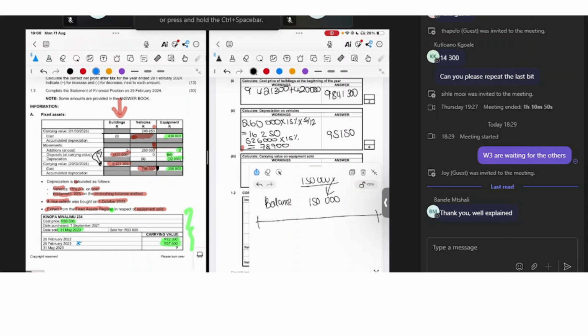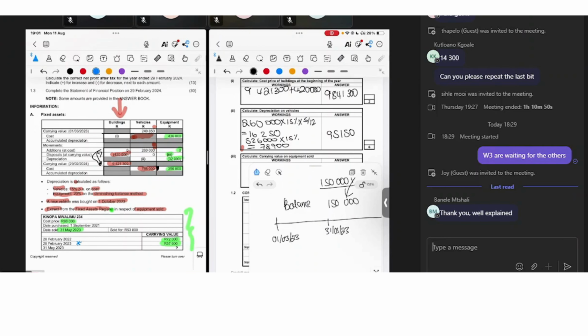Now, timeline, always 1st of March 2023. This was sold on the 31st of May 2023. Our year ends on the 29th of February 2024. Okay. Now, for something that's being sold, it's the opposite to something that's being bought. You count the depreciation for the year from the beginning of the year up until the date it is sold. So we have March, April, May. So we had it for 3 months in the current year before it was sold.